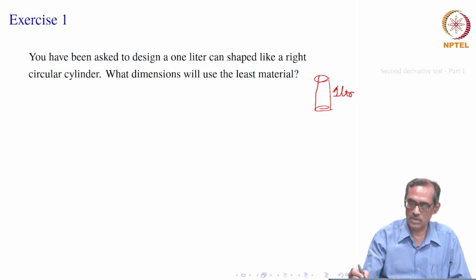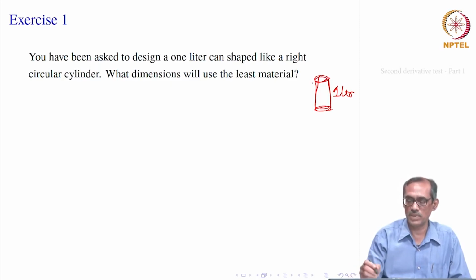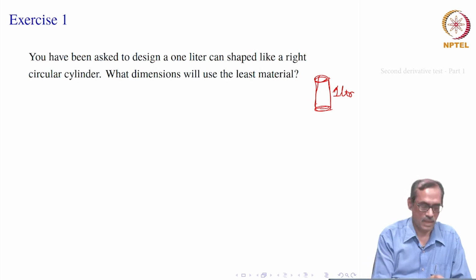So, that means we want to keep this volume as 1 liter and minimize the surface area of the cylinder. That is what it is asking, right. Volume is 1 liter, what should be the minimum of the surface area? That is what we want to find out, all right.